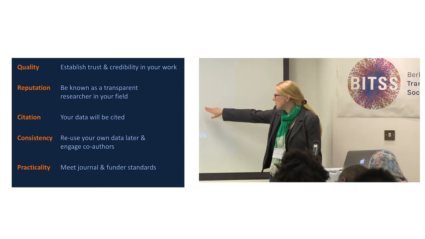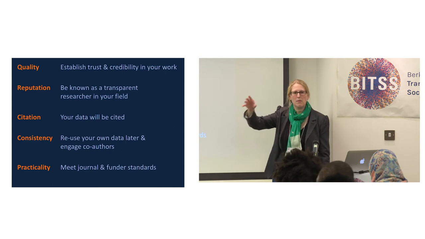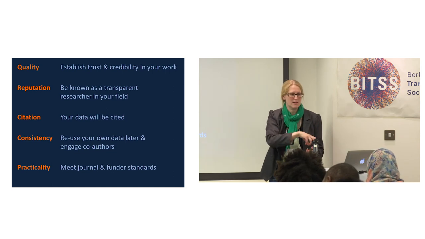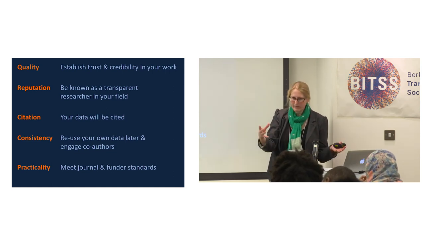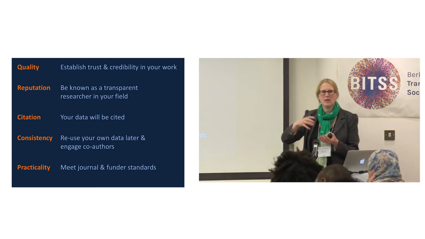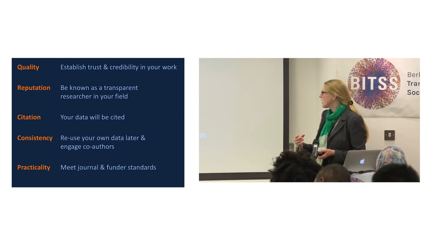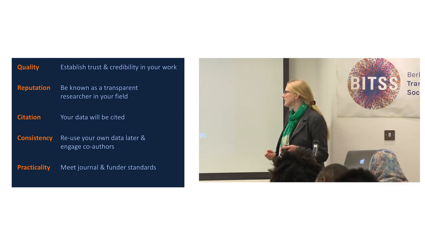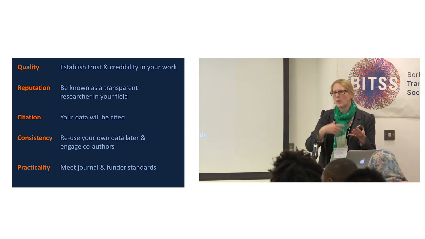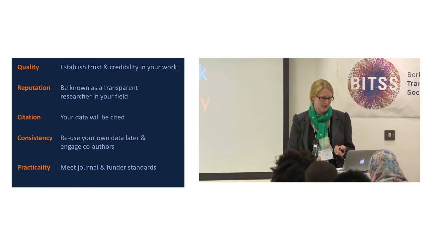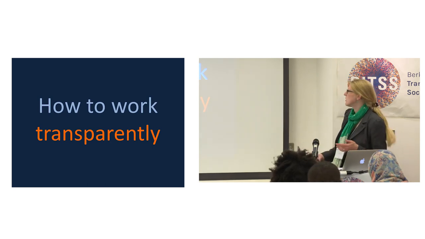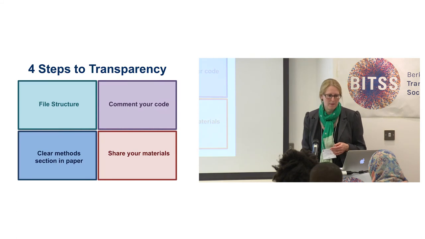Okay, consistency. I've reused data from my first PhD chapter in a paper 3 years later. I found it very difficult to make sense of what I did back then. Or if you have a collaborator or you work off the work of someone else, like another postdoc in your lab, consistency is really only possible if everyone is really transparent. Plus, it's good for science. But I really want you to know why working transparently is good for you, right? This is something that you will learn throughout the summer school, just a few pointers on how to work transparently.